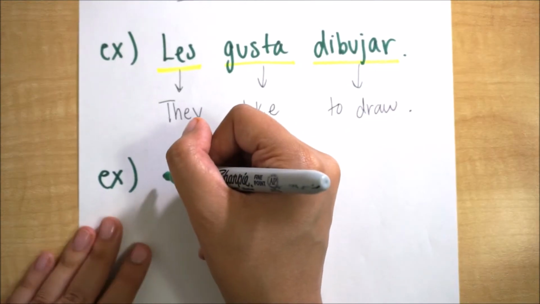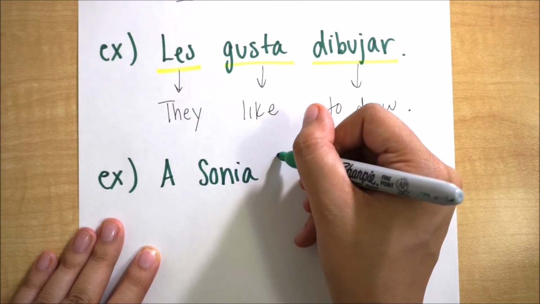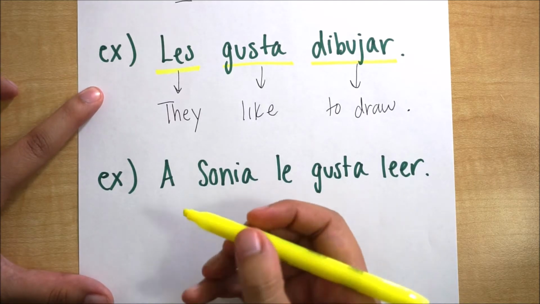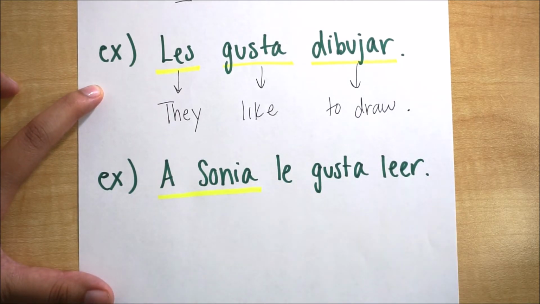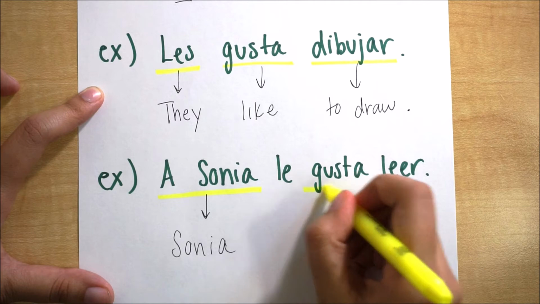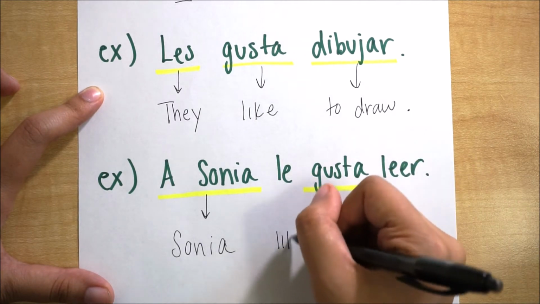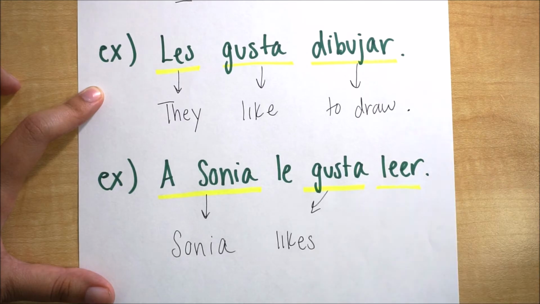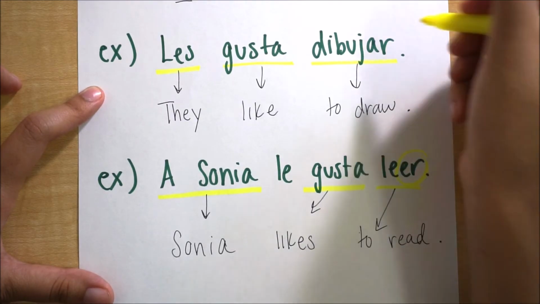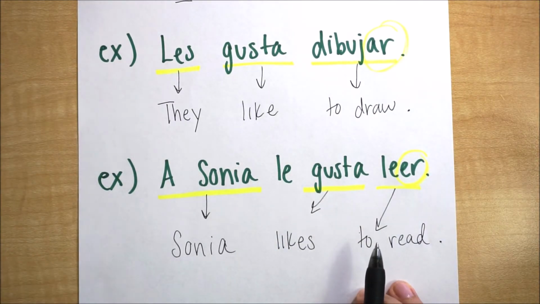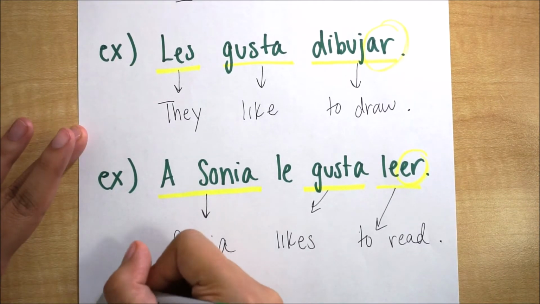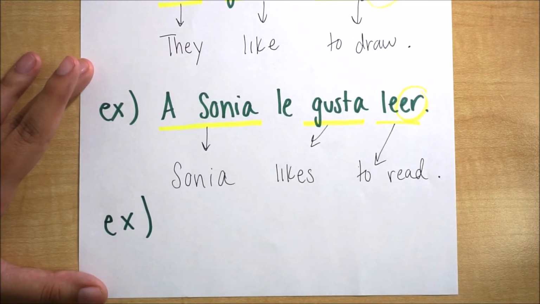All right, let's go to our third example. Here we're going to be using formula number 2. So we're going to say, a Sonia le gusta leer, which means Sonia likes to read. Leer is our infinitive. So let's start with the beginning. We're saying a Sonia, which just means Sonia. Then we say le gusta, and gusta means to like. So you're saying Sonia likes leer, and leer is to read, which is our ER verb. In a Sonia le gusta, the le stands for Sonia. That's why we have the le there, right? Because Sonia is a she. So hopefully that made sense. Here is another example using formula number 2.